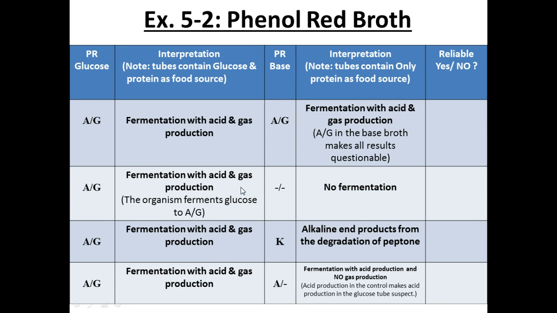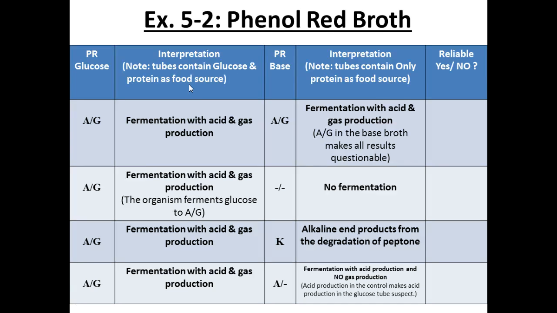So this is the table from your homework from last time that we skipped over. And this is, again, kind of a good review. So the coding system that we use, it was a big table in your homework from last time. The coding we use is AG means what? Acid production from the fermentation of the sugar with gas production. And so notice if we have the base broth with the glucose added to it, so we have both protein and sugar as food choices for this organism.